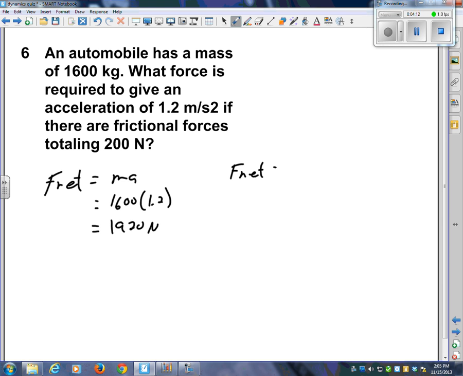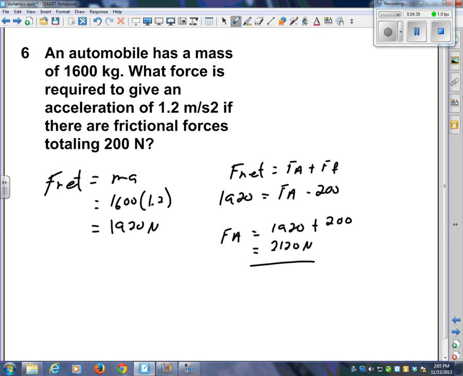Then you would write F net is equal to FA plus FF. 1920, we're solving for the applied force. The friction force is minus 200, goes to the other side. 1920 plus 200. Did you get that one, Hannah? I sure did. That is exactly like the last example that I left you with on Wednesday. Time to look back again at that. Trust me, Dana, you're going to see that question again. You'll get it right the next time.